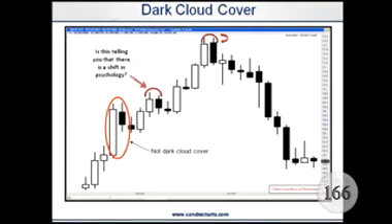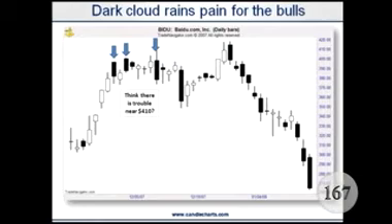Yes, but ask yourself this, is there a real shift in psychology? No. So, everybody see that? Does that make sense? Although this would meet the definition of a dark cloud cover, I wouldn't place much emphasis on it. Okay, dark cloud rains pain for the bulls.